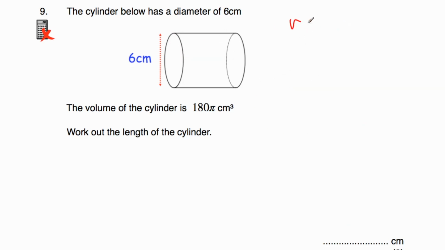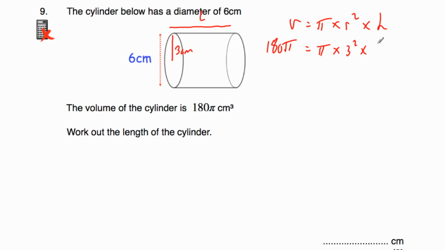So the formula is the volume is equal to pi times the radius squared times by the height. So the volume, which is 180 pi, is equal to pi times the radius of the circle. So it's going to be 3, halfway across the circle is 3 centimetres, so times by 3 squared, times by the height. In this case, because it's laying down, it's going to be the length. So let's call the length L, because we're trying to find the length of the cylinder. So let's multiply by L.